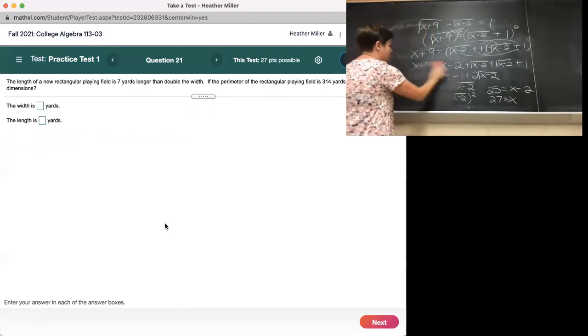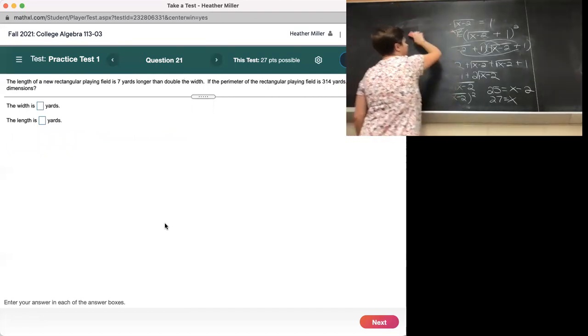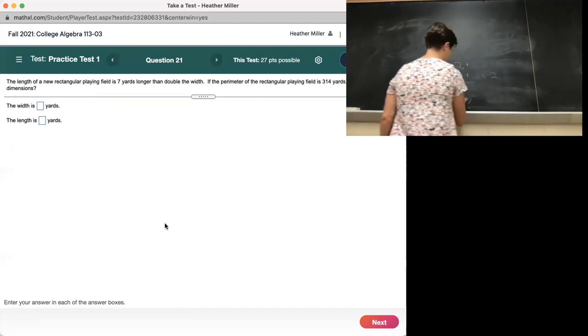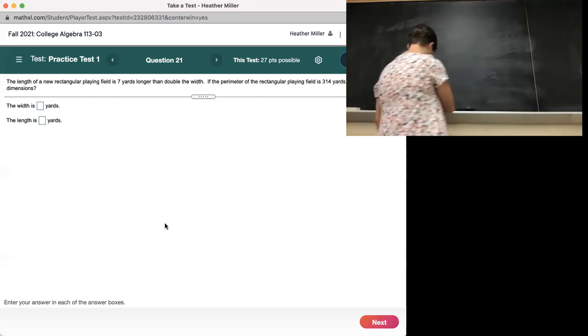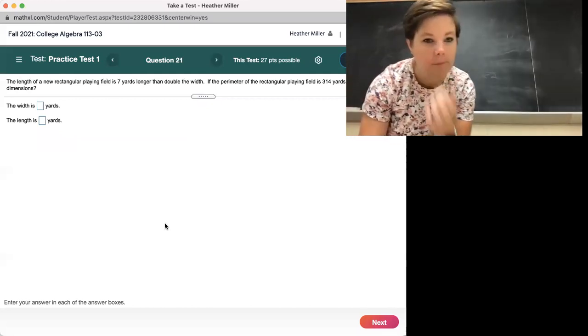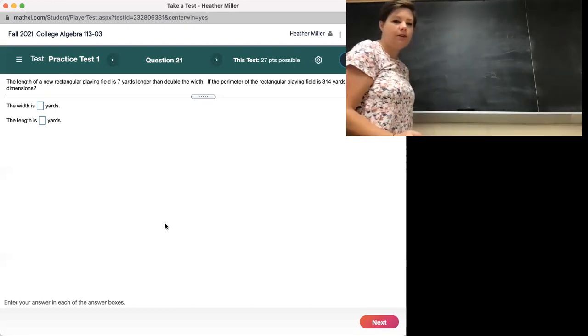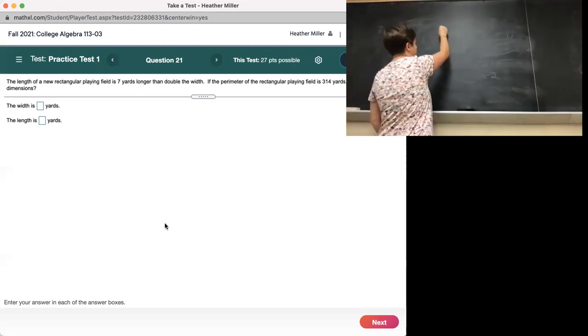Okay, now we have a rectangular problem. We're going to find the length of, I think it's a football field. My back is to it, so I'm not sure. Length of a new rectangular playing field. Okay, so it says the playing field, the length of it. So let's draw a picture.